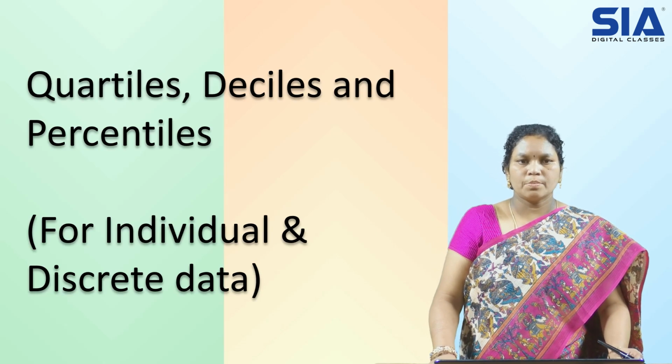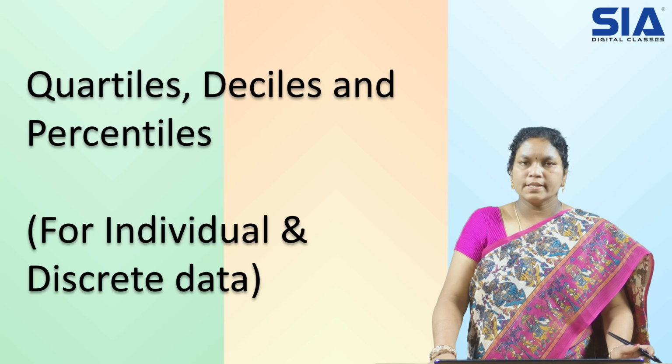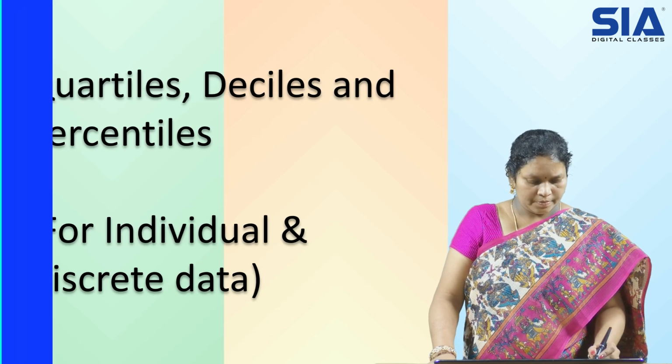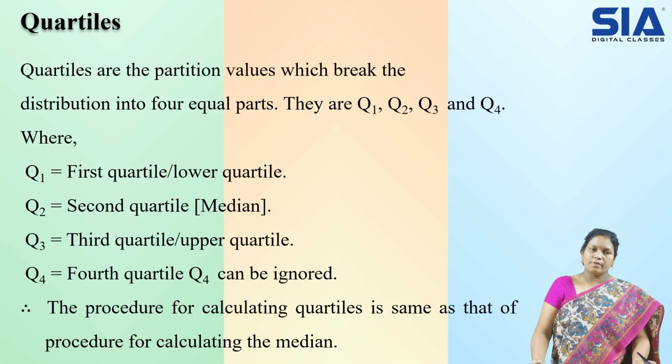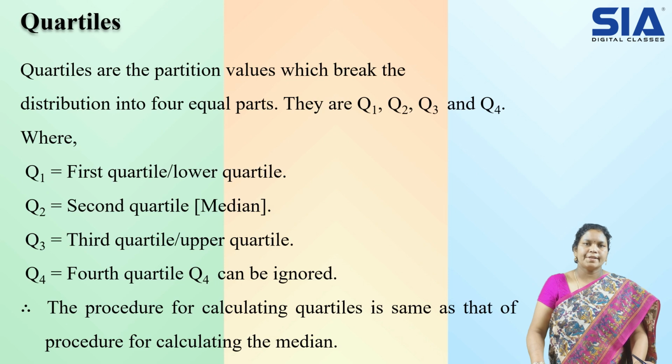Today we have the concept of quartiles, deciles and percentiles for individual and discrete data. Let us deal first with quartiles. Quartiles are also averages, just like the median. Median is the middle value of the data, right?